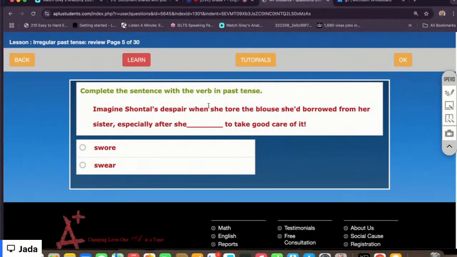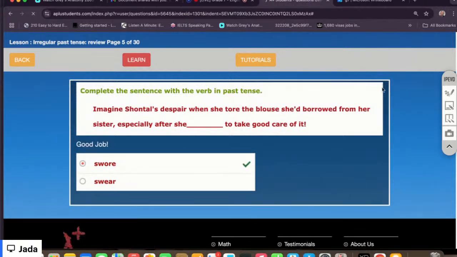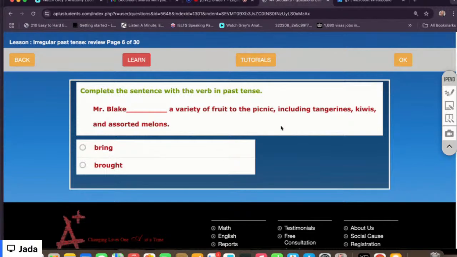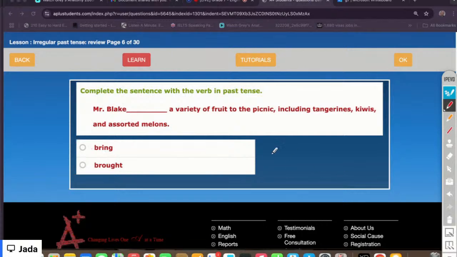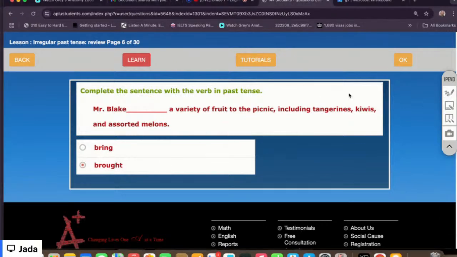Imagine Chantal's despair when she tore the blouse she had borrowed from her sister, especially after she swore to take care of it. So we're talking about the irregular past. So we have swore, like when you swear in the past tense. Mr. Blake dashed a variety of fruits to the picnic, including tangerines, kiwis, and assorted melons. So is it going to be brought or bring? Which one is it going to be? You have to choose the right one. So we have brought. Okay.